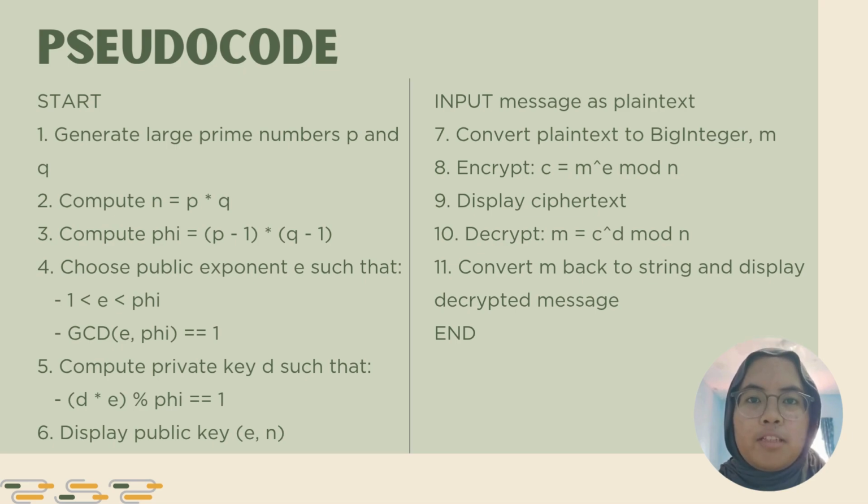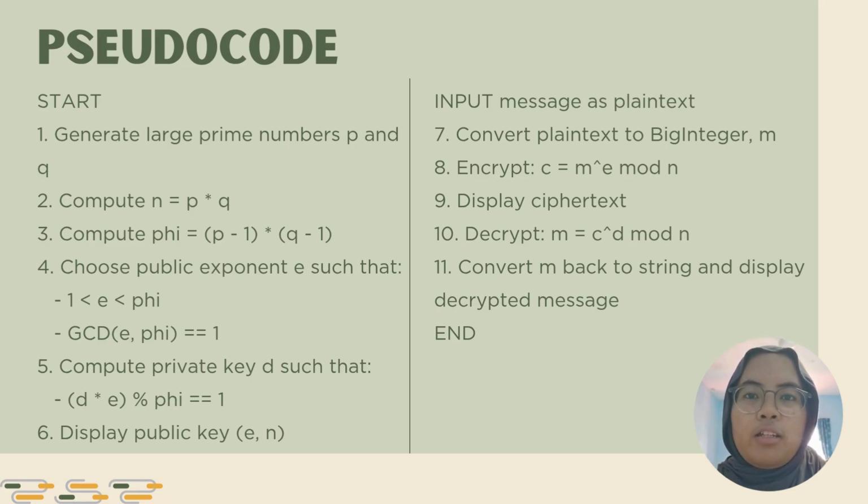So let's walk through the basic pseudocode for how RSA encryption and decryption works. We start by generating two large prime numbers, p and q. These primes are fundamental to the security of RSA. So, like previously, we compute n, which is the product of p and q. This value of n will be used as part of both the public and private keys.